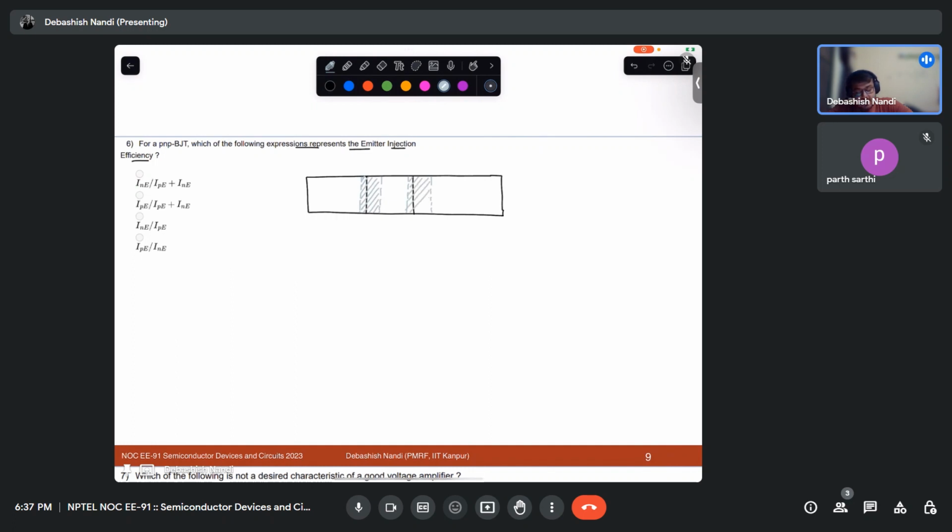So what is the doping? This is P plus plus, this is N plus, this is P. Remember that? So this junction is generally forward biased. Okay, or let's say VEB.